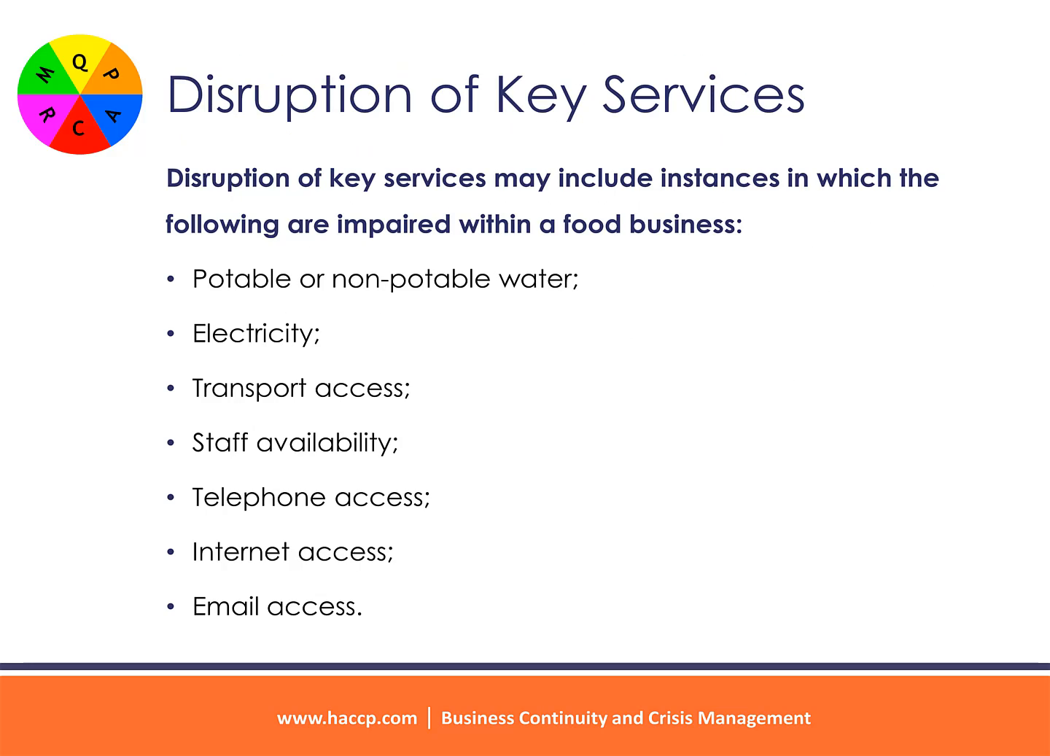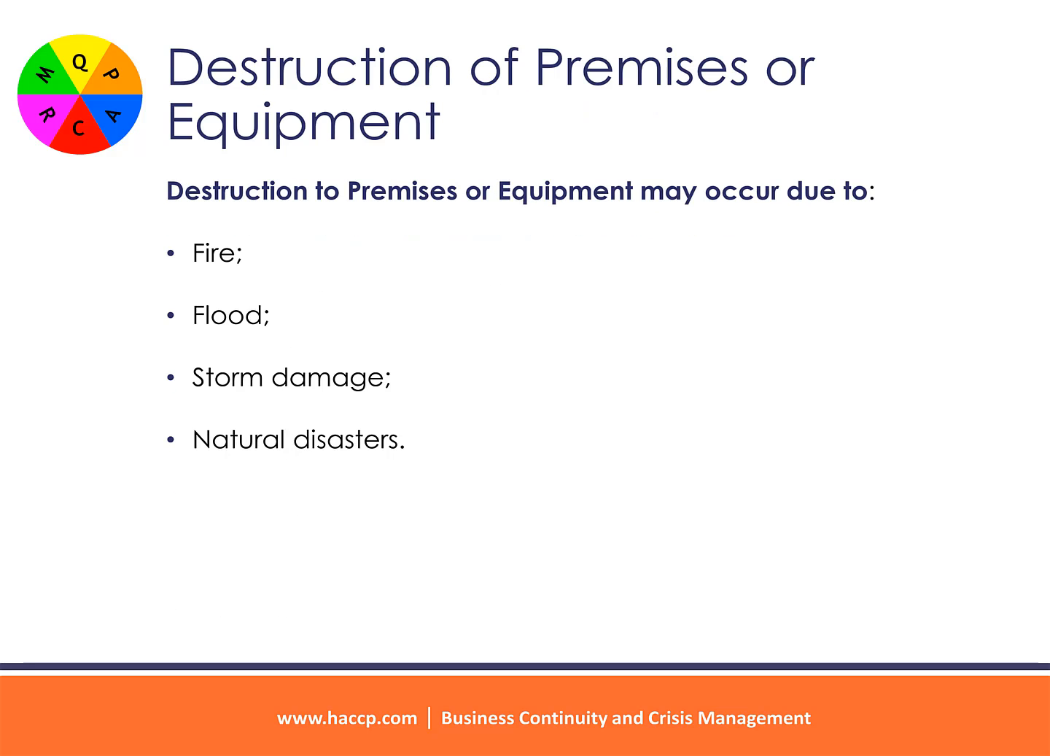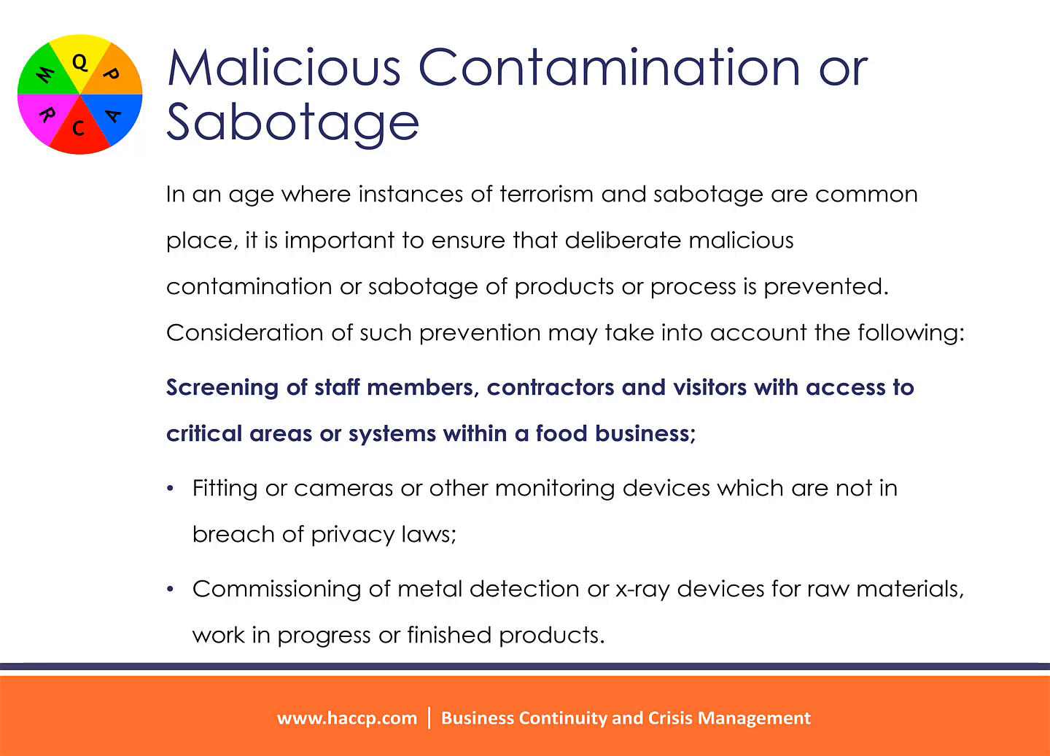Disruption of key services. Disruption of key services may include instances in which the following are impaired within a food business: potable or non-potable water, electricity, transport access, staff availability, telephone access, internet access, email access. Destruction of premises or equipment. Destruction to premises or equipment may occur due to fire, flood, storm damage, natural disasters, malicious contamination or sabotage.